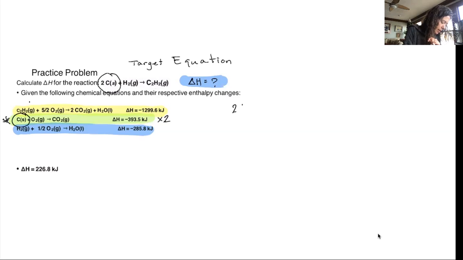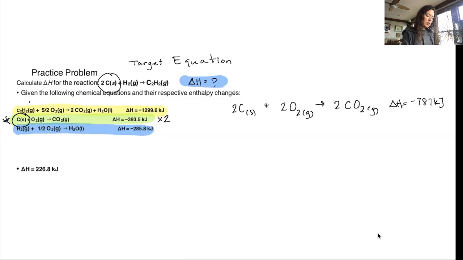And I'm going to rewrite that. And notice they just wrote solid instead of graphite. That's fine. If they did it, you can do it too. Not a big deal. Make sure you actually multiply everything by 2, right? So that times 2, that times 2. States of matter are important here. And since I multiplied that by 2, I will need to multiply my delta H by 2. So it is now negative 787 kilojoules. Okay, and that's per mole of the reaction as written. It's no longer per mole of carbon.